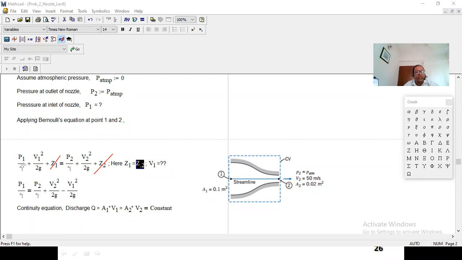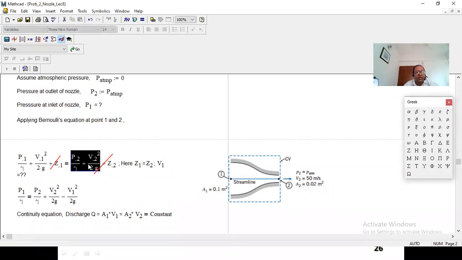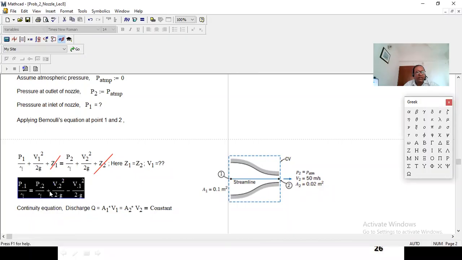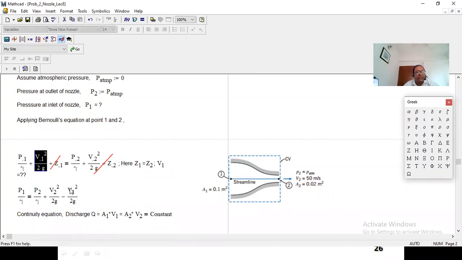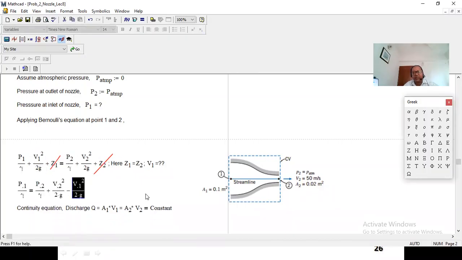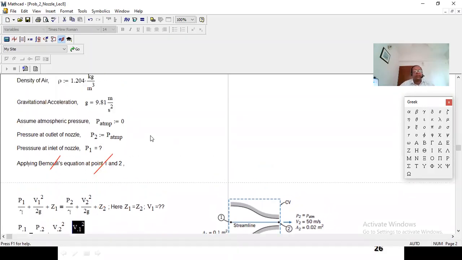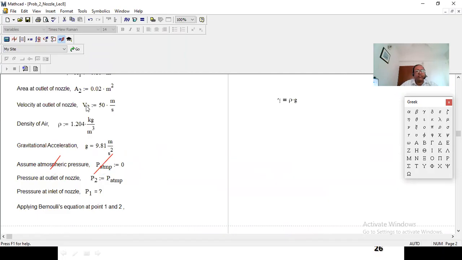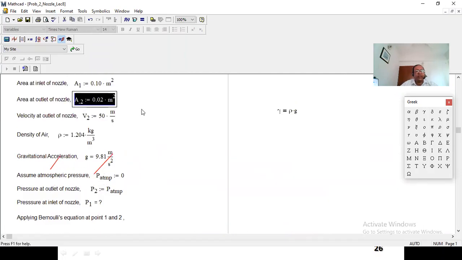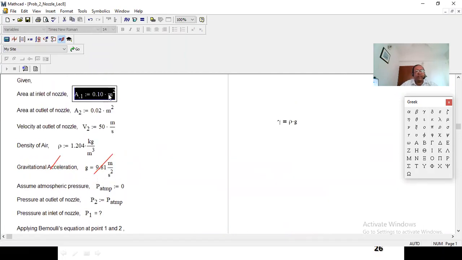We need to figure out the P1. So P1 by gamma equals P2 by gamma, this term, V2 and P2 on the left side, and write this on the right side. Okay. Now V2 we know. V2 is already given. A2 given, A1 given.